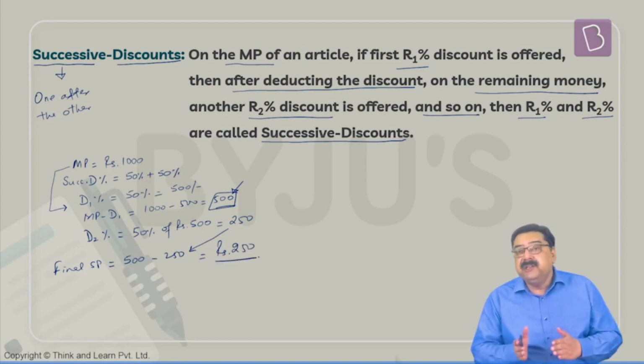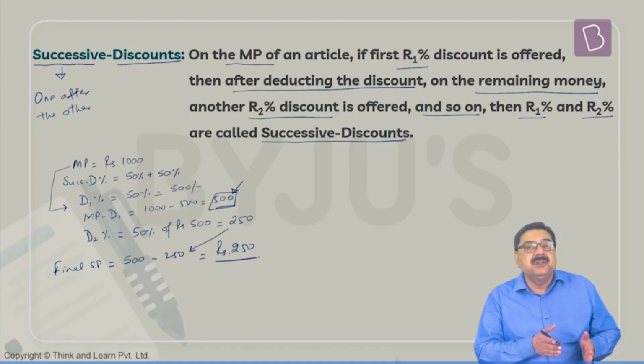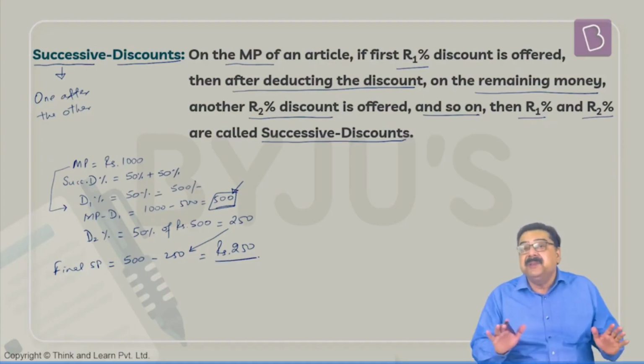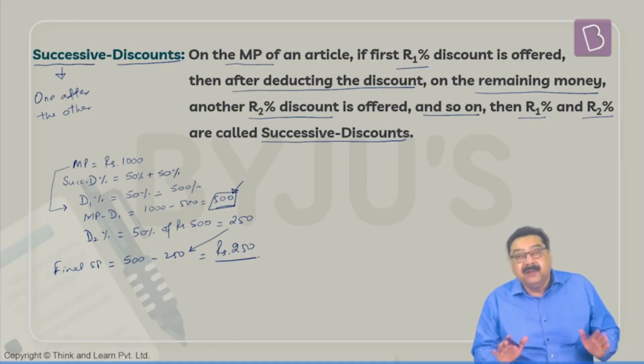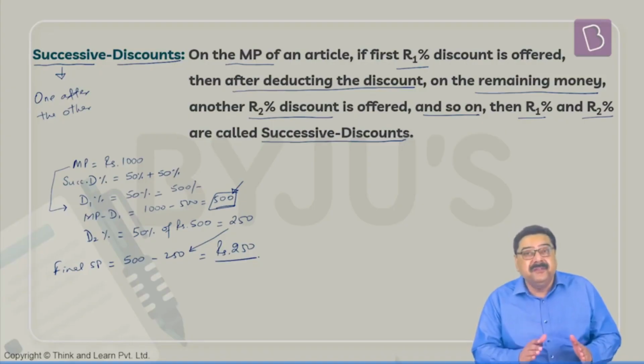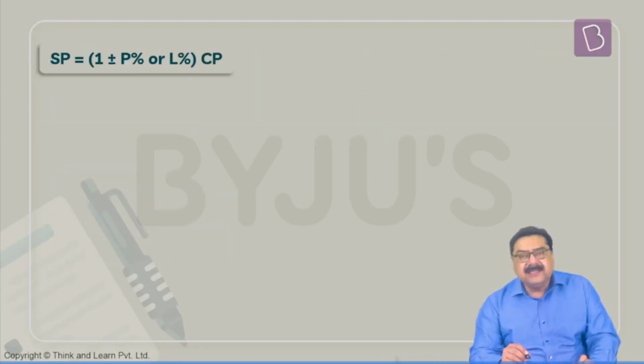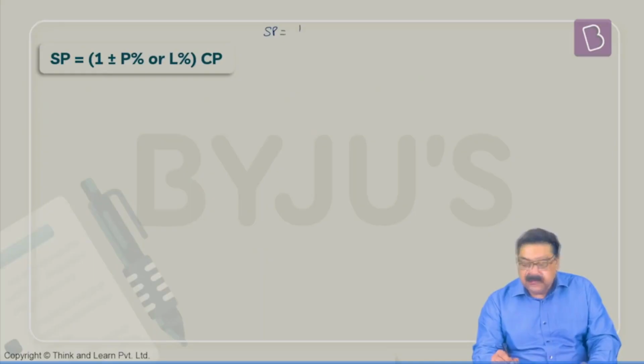So if 50% plus 50% successive discounts are offered to you, that does not mean 100% discount, nothing comes for free. You will still have to pay rupees 250. Not a bad bargain. Now, selling price in actual can be written as 100 plus or minus profit percent or loss percent divided by 100 into cost price.